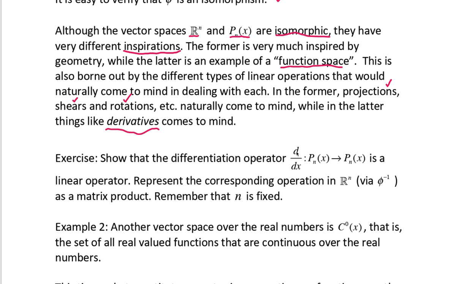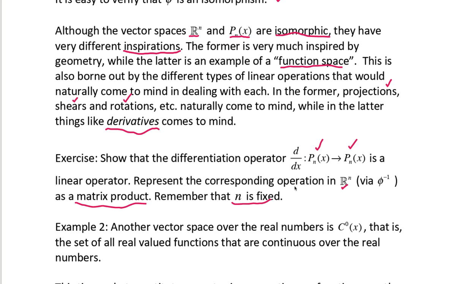Show that the differentiation operator with respect to x, mapping the elements of p sub n of x into p sub n of x, is a linear operator. Go ahead and represent that in Rn via the inverse as a matrix product. Remember, you can always do that. Remember, n is fixed there.